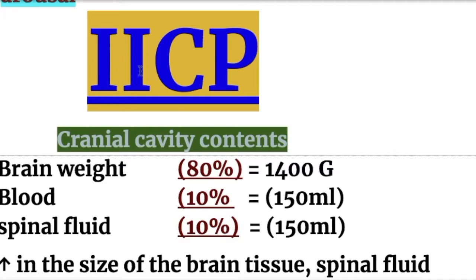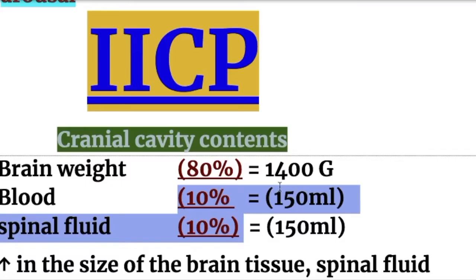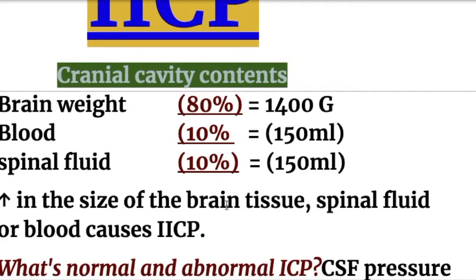Now, increased intracranial pressure. The contents of the cranial cavity. 80% of the cranial cavity is occupied by the brain, which has a weight of 1400 grams, whereas 10% is occupied by the blood and CSF, 150 ml each. The size of the cranial cavity is constant. It cannot be increased or decreased.